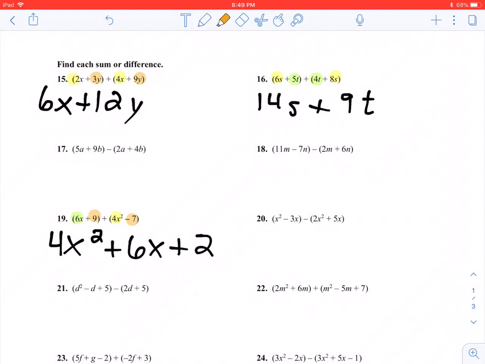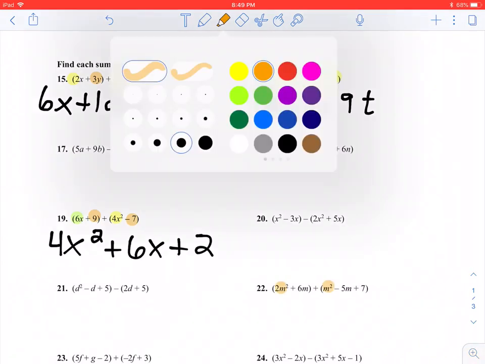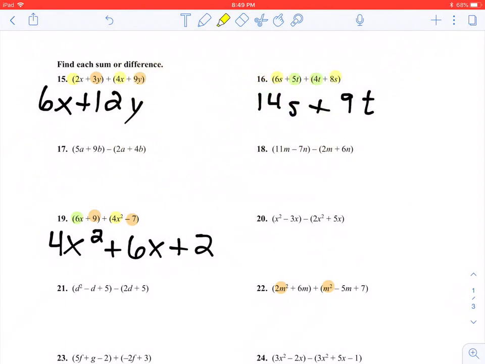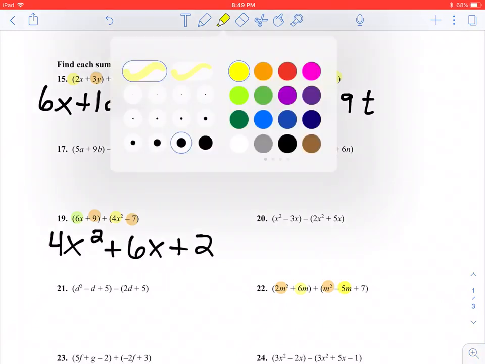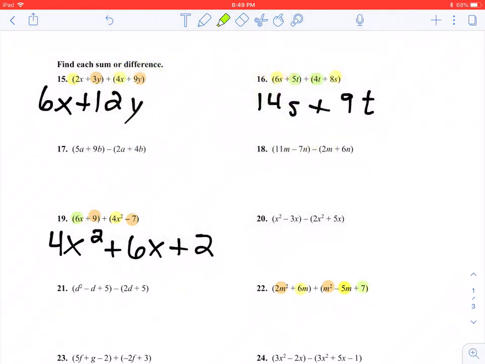Number 22, we have some like terms. We have a 2m squared and an m squared. And then we have a 6m and a minus 5m. Careful of that minus right there. And then we also have kind of a 7 all out there by himself. So that one's still there. I don't want to forget about that.